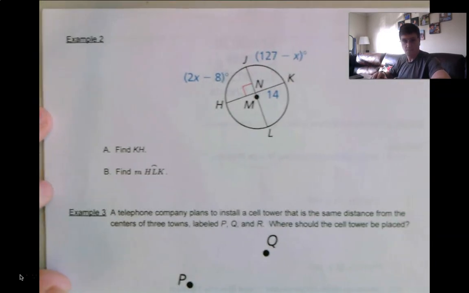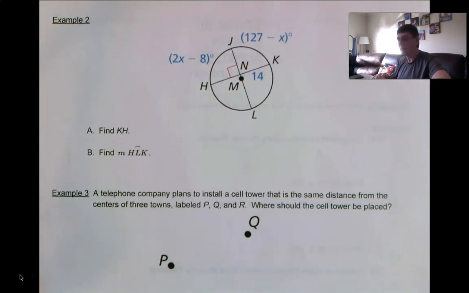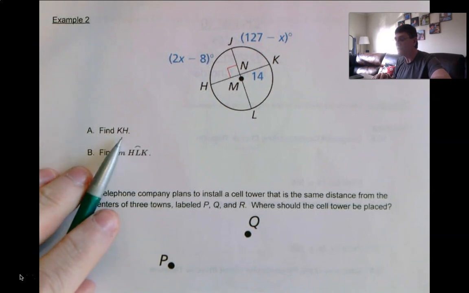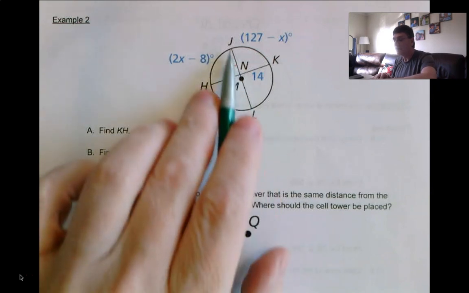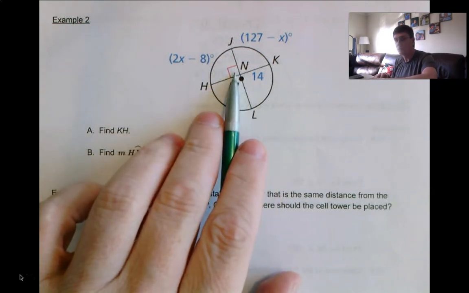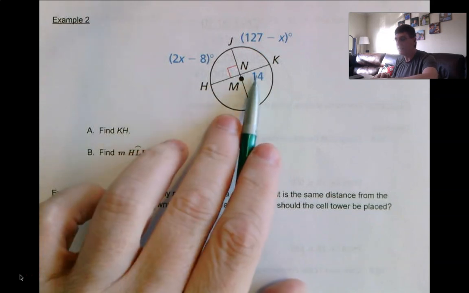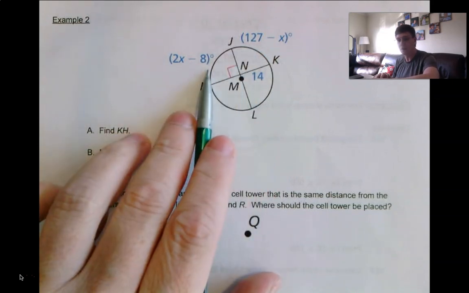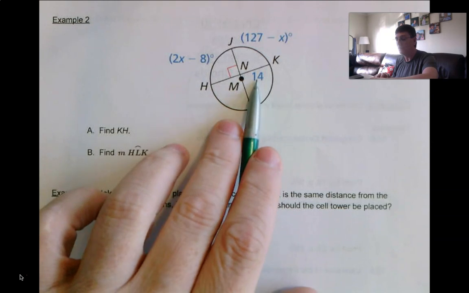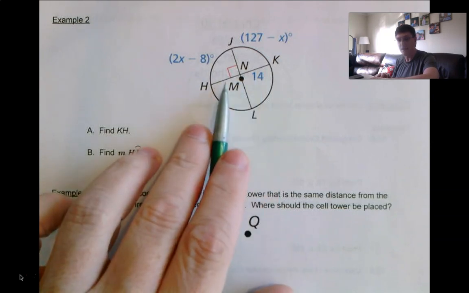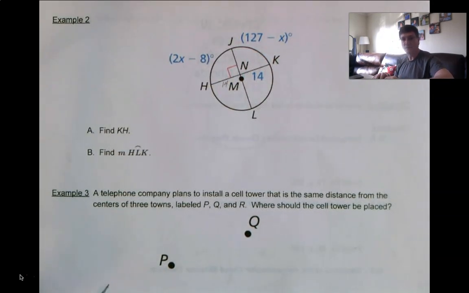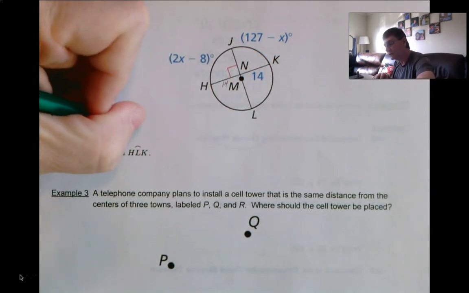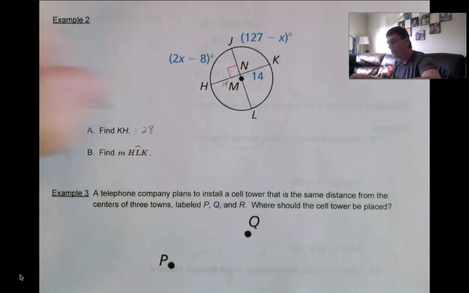Example 2. Find the measure of segment KH, which is over here. A diameter that is perpendicular to a chord bisects the chord and its arc. So if NK is 14, then NH is also 14. And if NH is 14 and NK is 14, then KH is equal to 28.